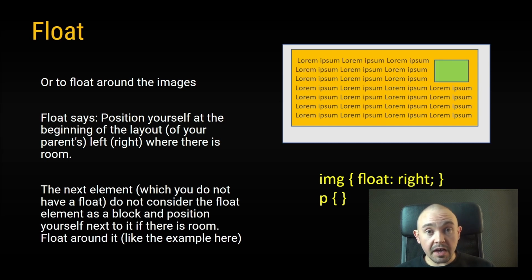If we change the value to right, we get the opposite effect. Our image will be moved to the top right edge, and the text from the p tag will start floating around it from its left side. As you can see, the float property gives us completely new possibilities to use on our websites.